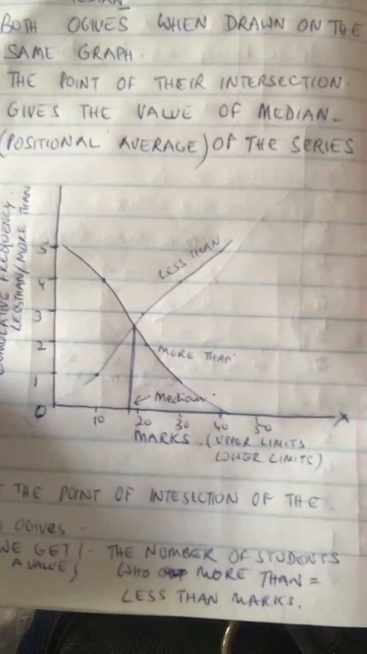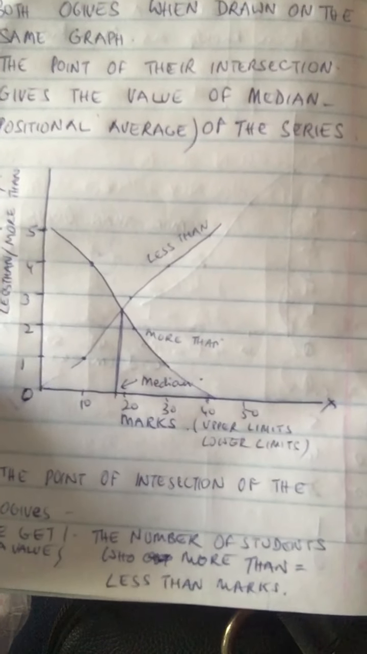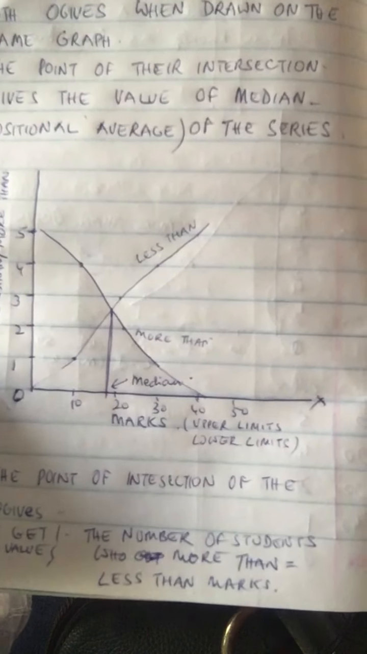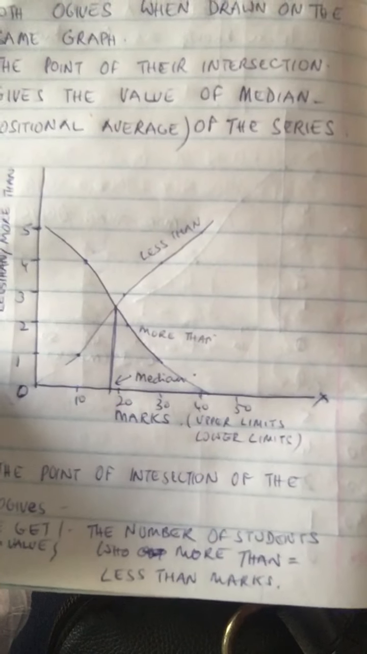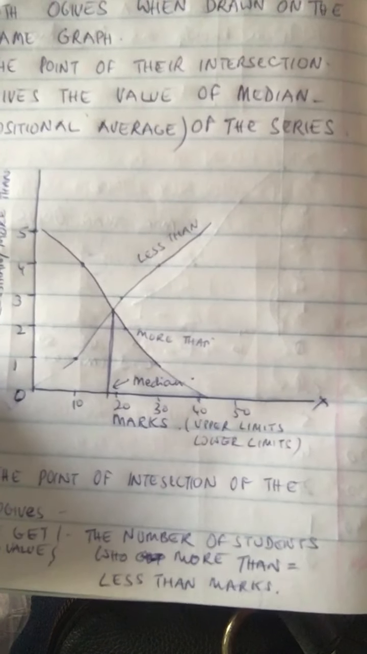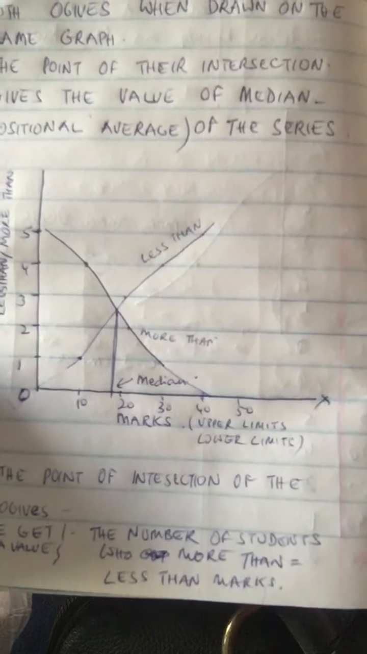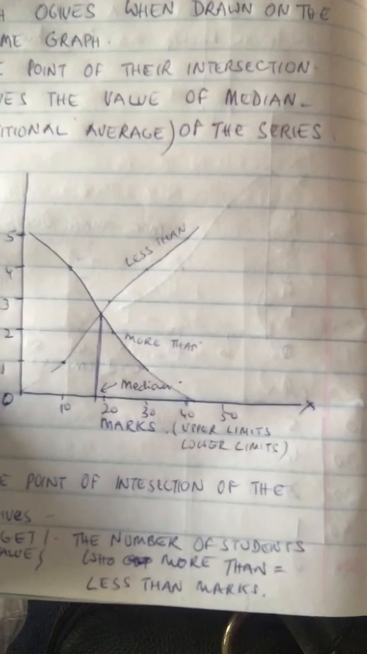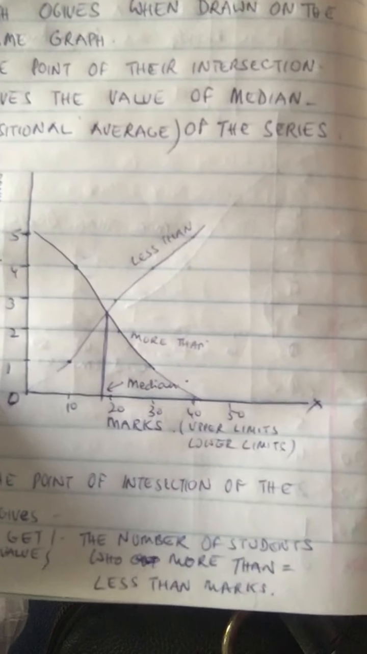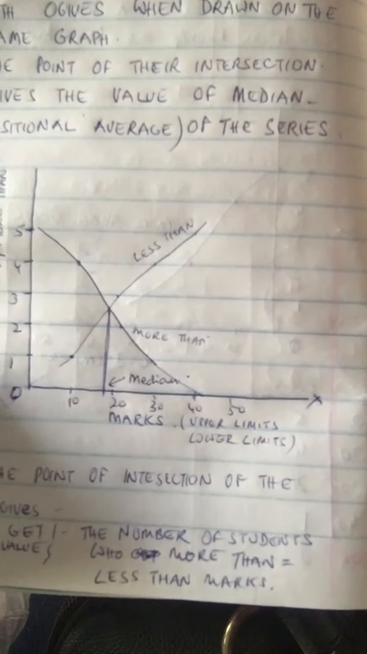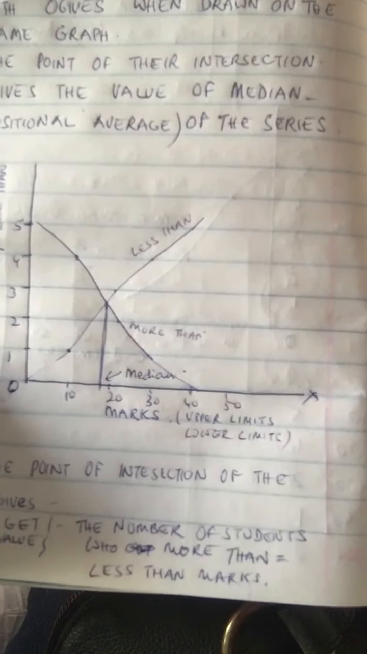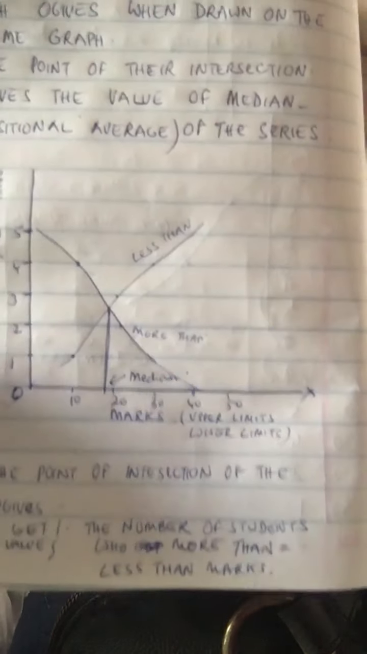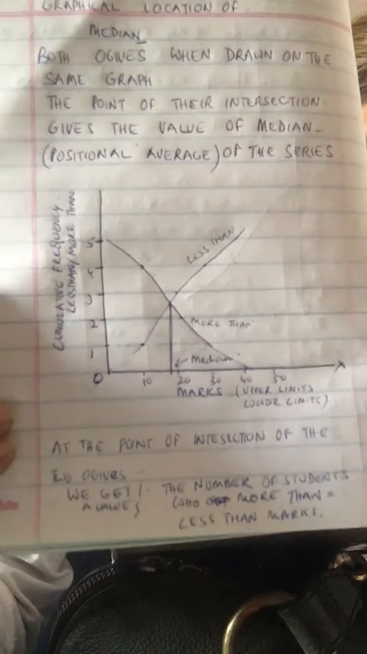So here we have the ordinate of less than ogives gives the number of the students getting marks less than x, and the ordinate of more than ogive gives the number of students getting marks more than x. Now at the point of intersection of the two ogives, we get the value of x, that is number of marks, so that the number of students who get marks more than and less than x is the same. So this value of x is the median. Alright, so this is what it is.